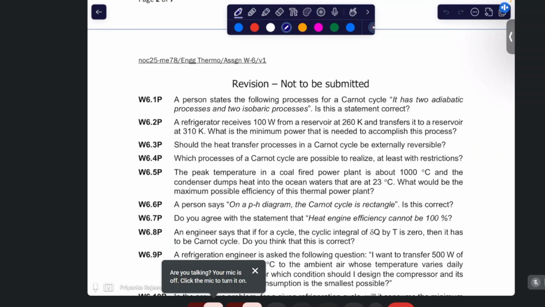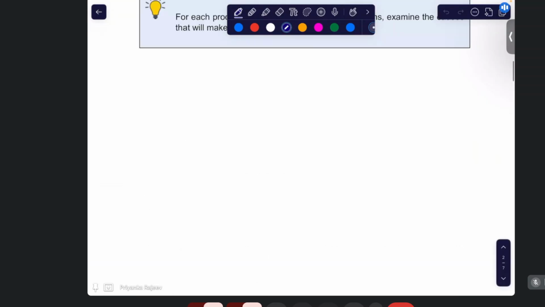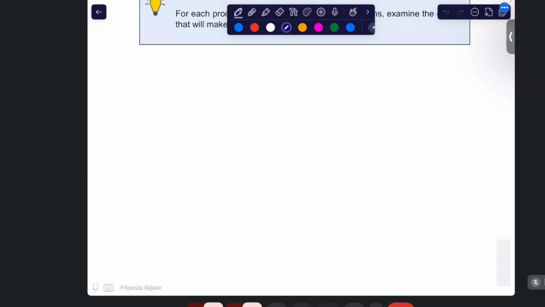So today we will be discussing week 6 assignment and week 6 revision questions. These are based on Carnot cycle. So Carnot cycle, so general remarks I'll be saying. So it is as follows. So Carnot cycle.